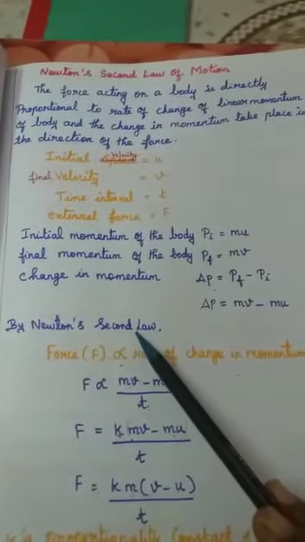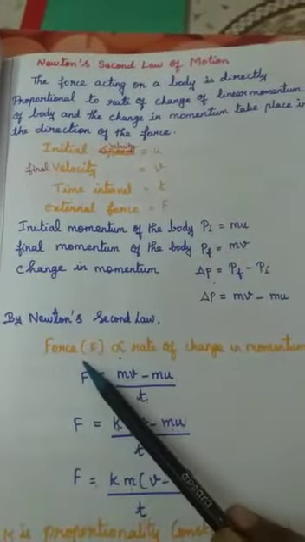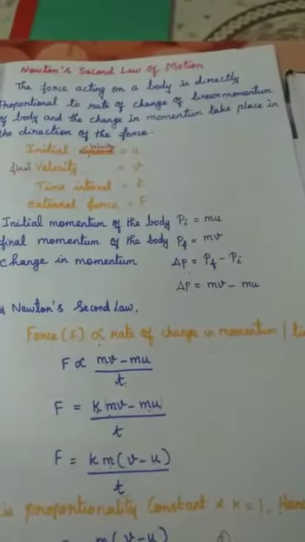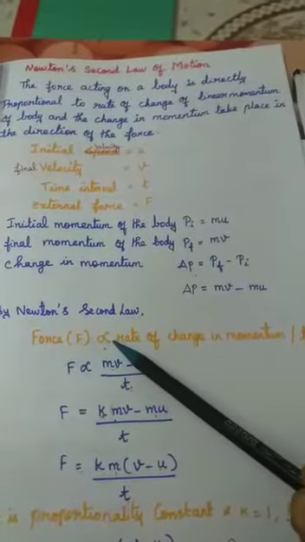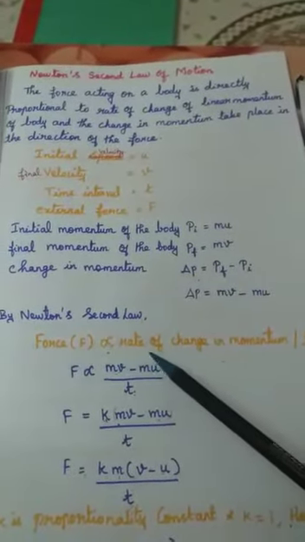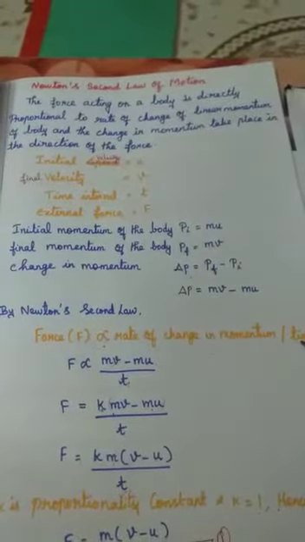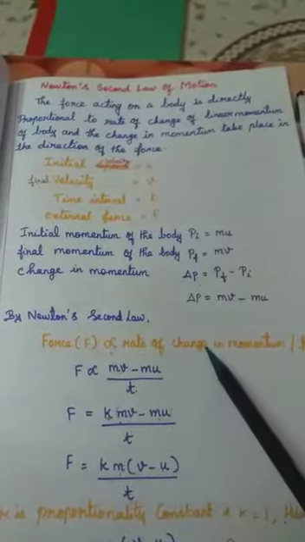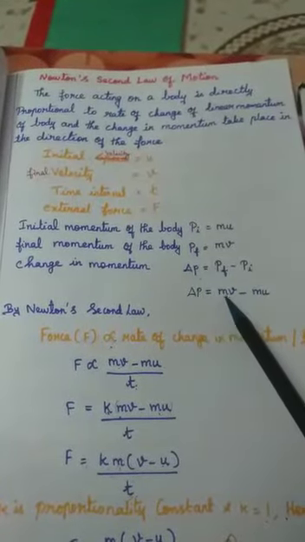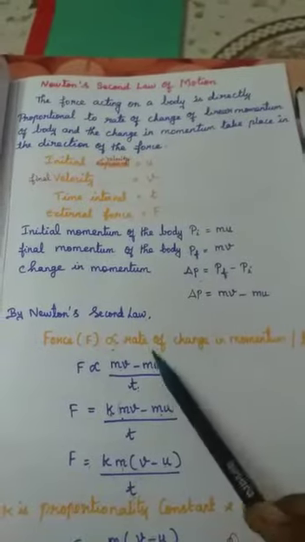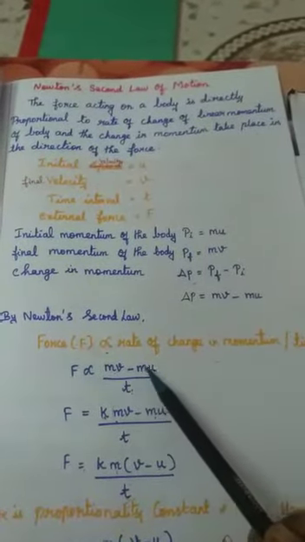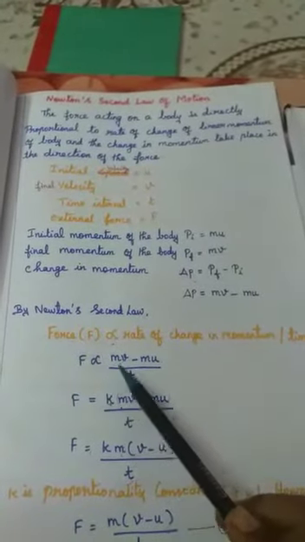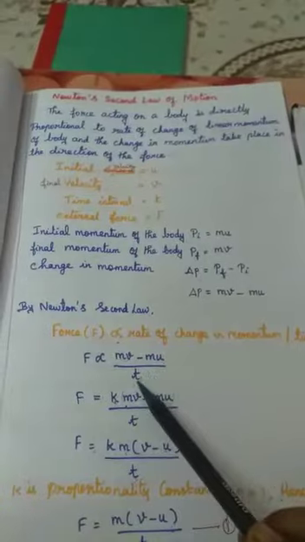By Newton's second law, from this definition, the force F is directly proportional to the rate of change in momentum per time. This is the symbol of proportionality. Force is directly proportional to the rate of change in momentum per time. That is, F is proportional to the change in momentum. The value of the change in momentum is mv minus mu, so we substitute this, mv minus mu, per time interval t. So, finally, we get that F is proportional to mv minus mu by t.